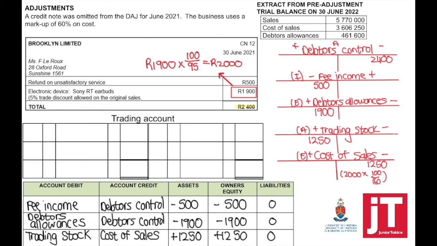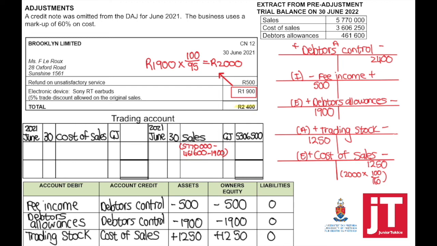To show the cost, trading stock is debited, cost of sales is credited, assets plus, because my expense decrease, it will have a positive effect on the owner's equity. If we now look at the trading account, you should know that debtors allowance is always closed off to sales. So make sure that you show your calculations in brackets. We have to take the sales amount minus the debtors allowance minus the 1,900, and that equals the sales.